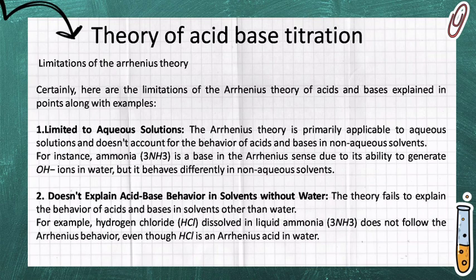The Arrhenius theory is primarily applicable to aqueous solutions and doesn't account for the behavior of acids and bases in non-aqueous solvents. For instance, ammonia, NH3, is a base in the Arrhenius sense due to its ability to generate OH- ions in water, but it behaves differently in non-aqueous solvents. Second, doesn't explain acid-base behavior in solvents without water. The theory fails to explain the behavior of acids and bases in solvents other than water.